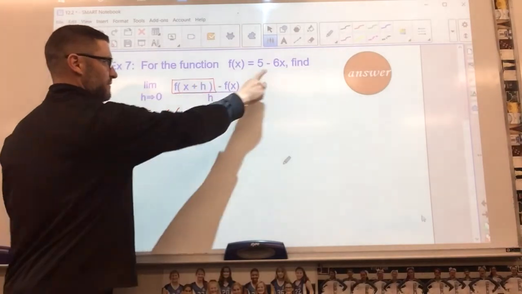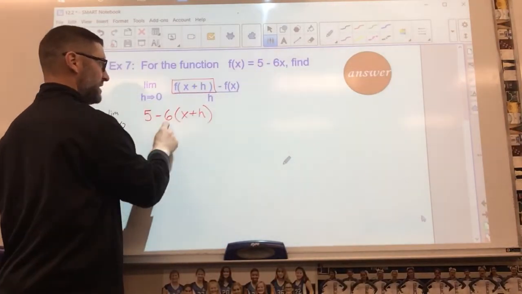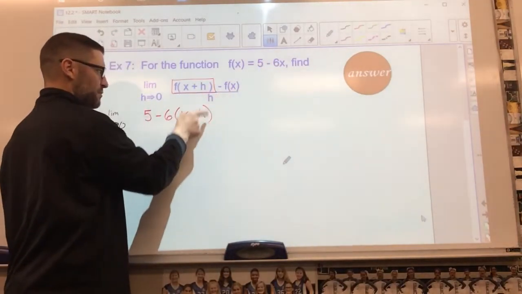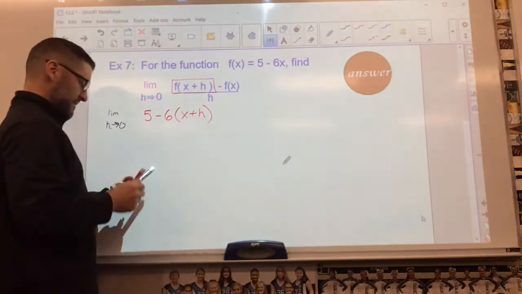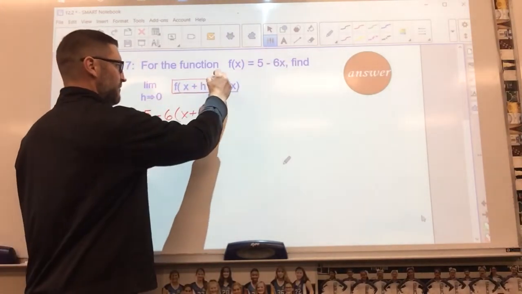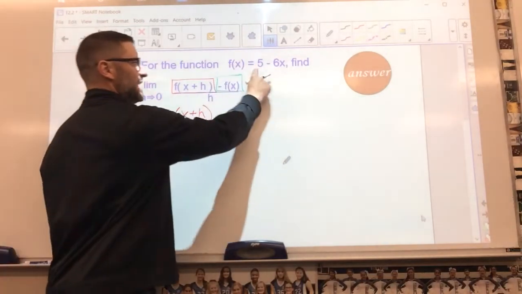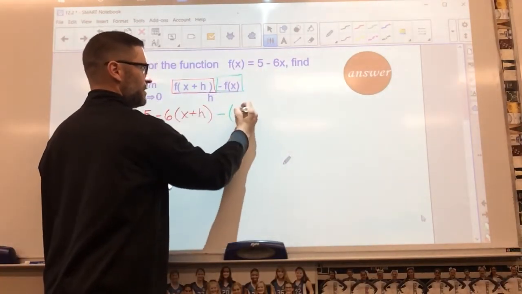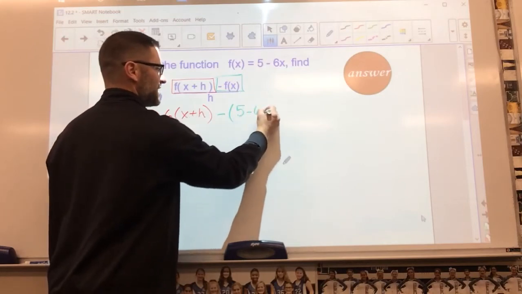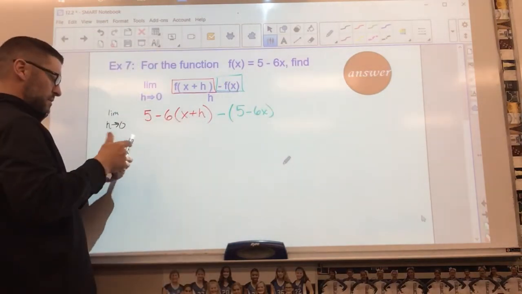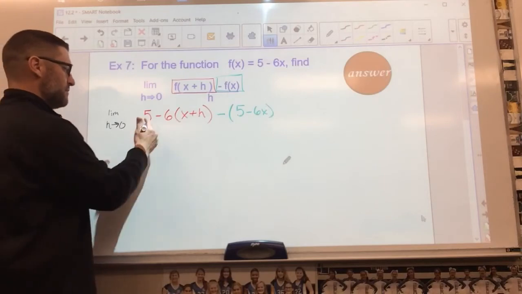That went in for that, and I rewrote it. 5 minus 6, x plus h went in for that x, minus f of x. Well, f of x is the function, so I'll rewrite the function: 5 minus 6x, all over my h value.